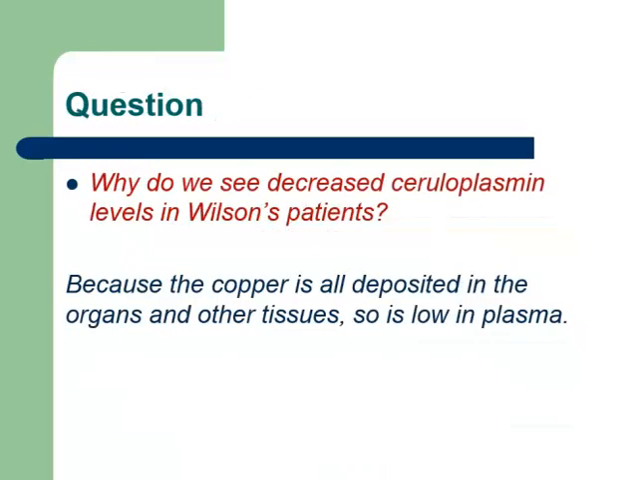You will see a decrease in ceruloplasmin levels with Wilson's disease. So here's just a question. Why do we see decreased ceruloplasmin levels in a Wilson's patient? It's because the copper is deposited in the organs and other tissues, so it's low in the bloodstream.